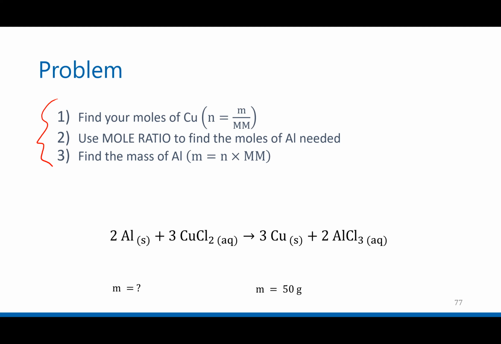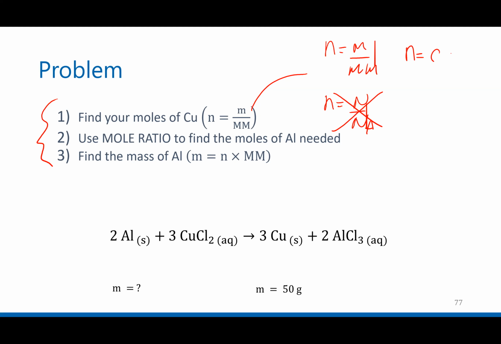So step number 1 for this problem is, again, remember what I'm asking. I'm trying to find the amount of aluminum I need to make 50 grams of copper. So step number 1, find out how many moles of copper that is. We learned how to calculate moles in chapter 4. We basically only learned 3 equations for moles. You can have moles is mass over molar mass. You can have moles is particles over Avogadro's number. That we're not really ever going to see that again. Nobody in chemistry talks about particles in the lab.